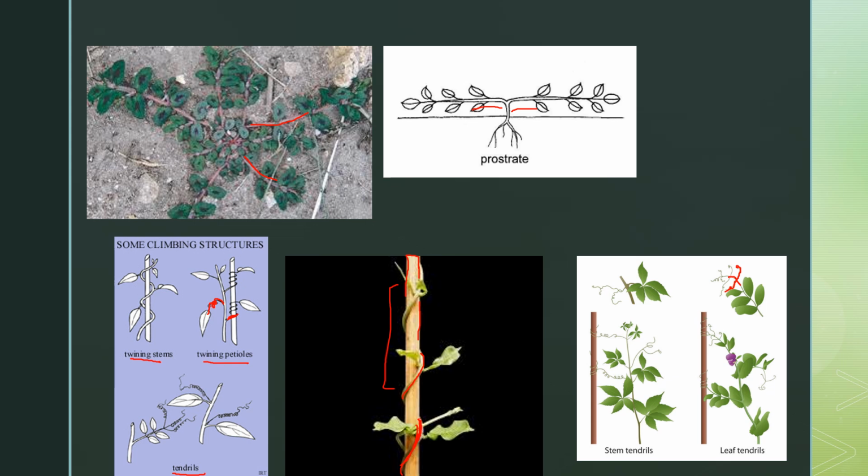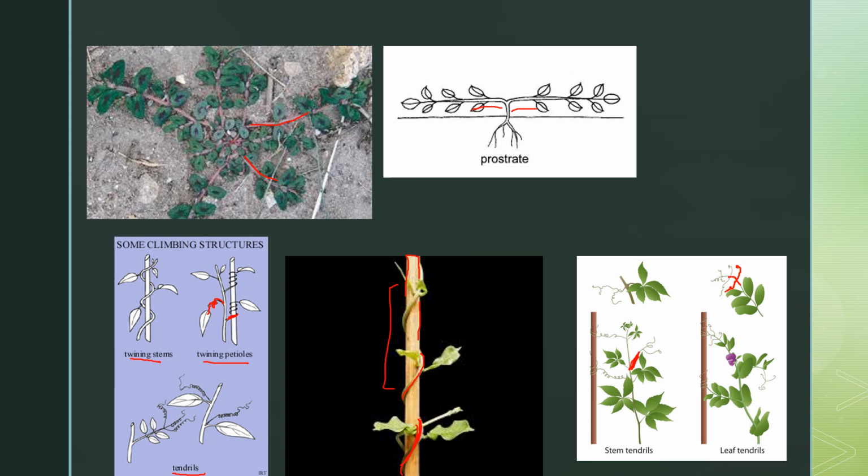But look at this picture also. I want to show you one clear example. This one is a tendril from a stem. In this situation, the stem is modified to develop tendrils to support the plant in climbing up.